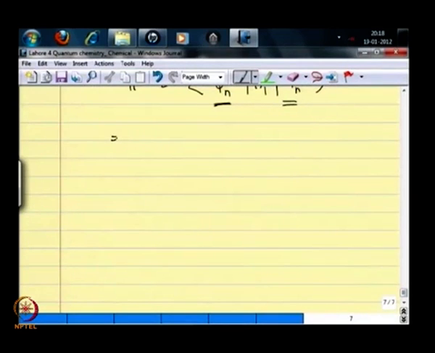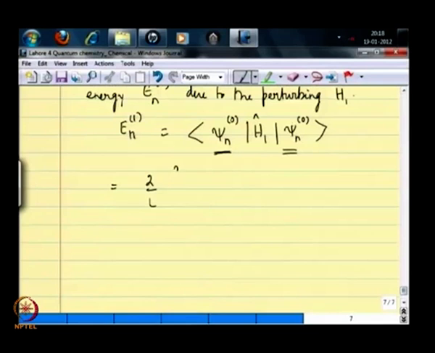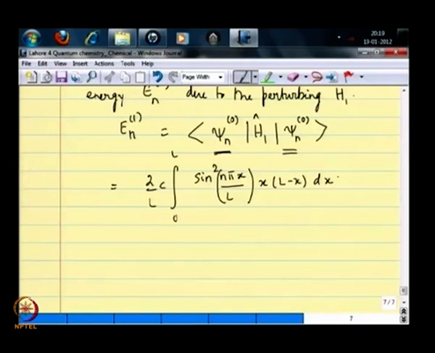In the integral, this will turn out to be 2 by L, which is due to the root 2 by L squared, the integral from 0 to L, and the psi n zeros are, since the Hamiltonian is only a multiplicative term here, sine square n pi x by L, and the constant H1 simply multiplies x into L minus x dx. So, this is a simple enough integral. I will leave it to you to arrive at the result.